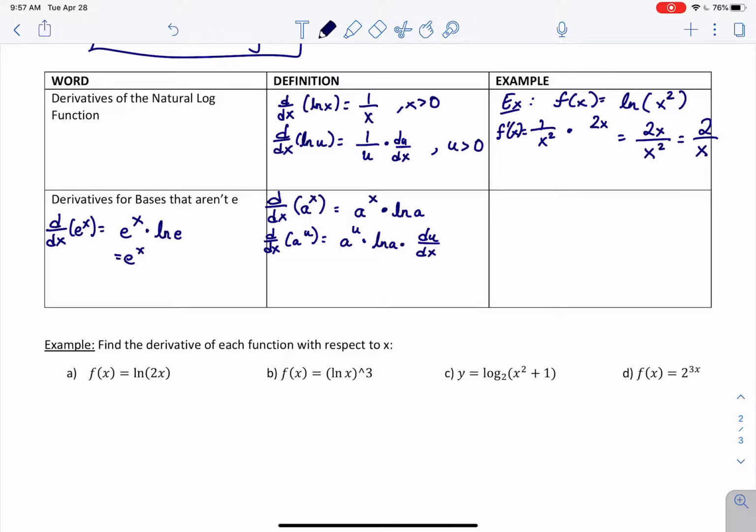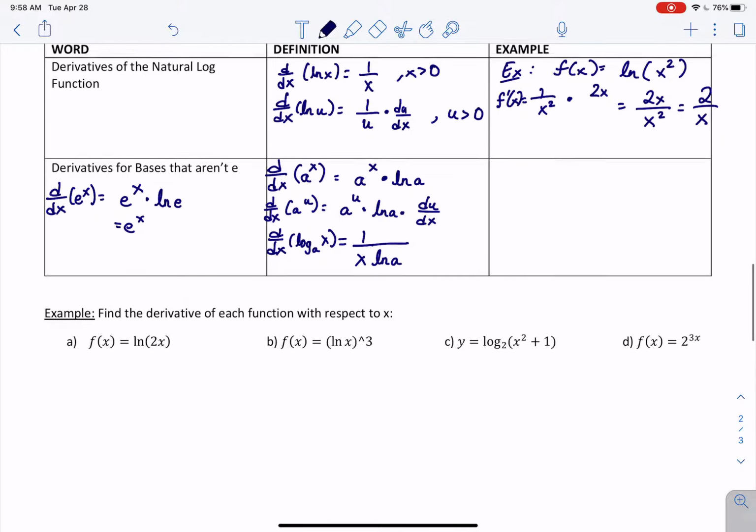Similarly, for logs with different bases that aren't natural log, think of it like a scaling, right? So if we have log base a of x, it's still the 1 over x bit from the natural log, but we're going to scale that by the natural log of the base as well. So we're multiplying 1 over natural log of a. And then same with the chain rule, you'd have to multiply on the derivative of that inside function.